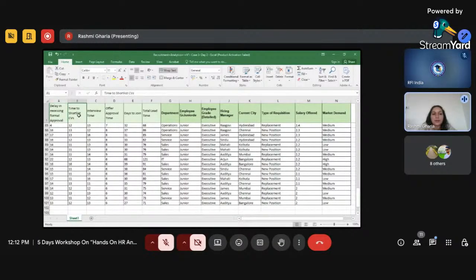The second tab is related to the second cell. This variable is time to shortlist CVs. Means after receiving the approval and after collection of the resumes, how long they are taking to shortlist the CVs. So this many days they have taken to shortlist the CVs of the candidates. Then interview time, how long they have taken to complete the interview process for this particular job. Then after interview, offer approval time, right?